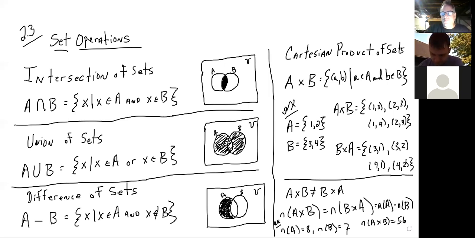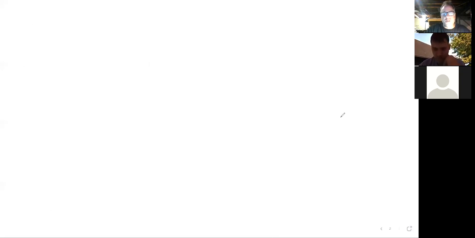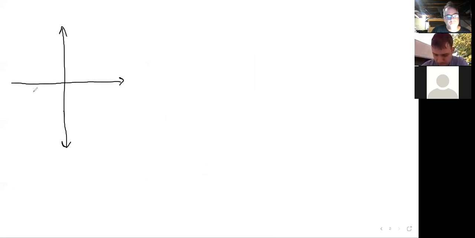So, when we learn how to graph in basic algebra, what do we graph on? We graph on what we call a rectangular coordinate plane. And basically what we do to form the rectangular coordinate plane is take two real number lines.